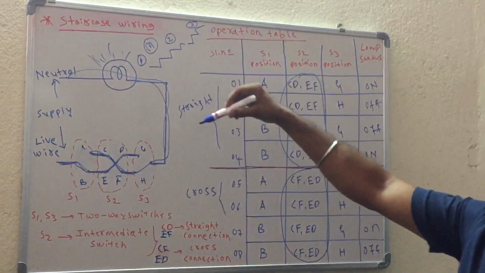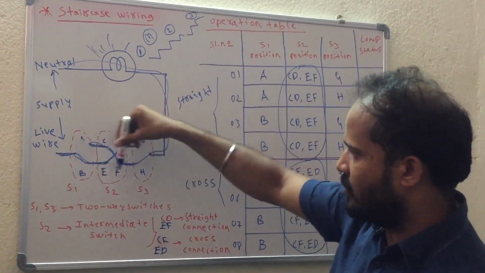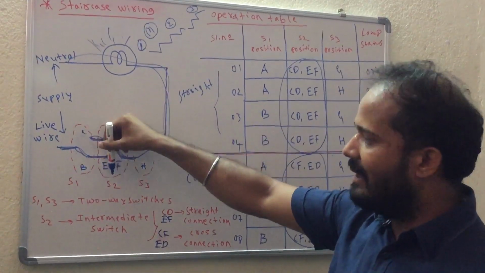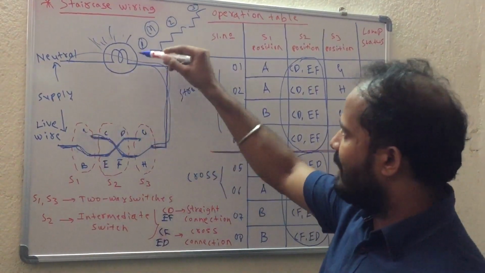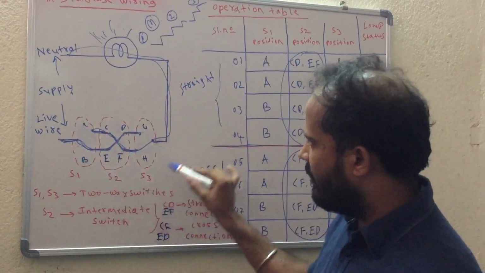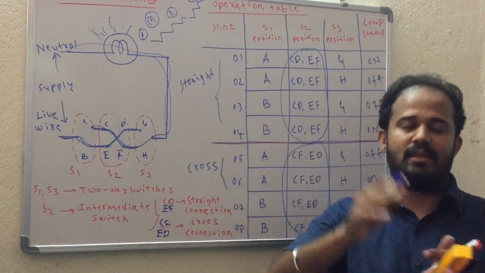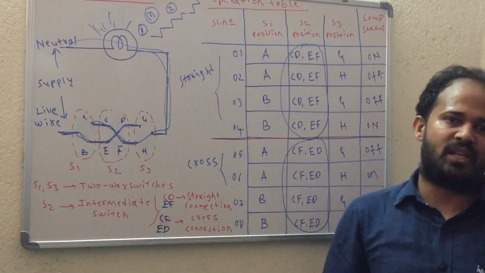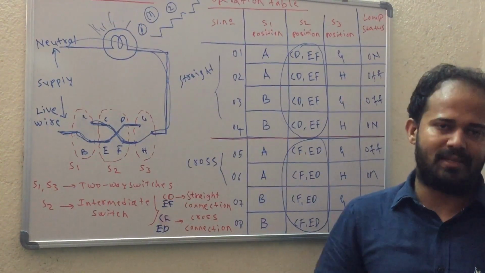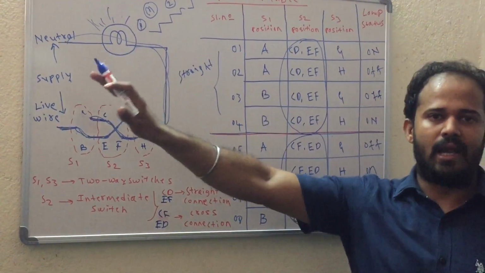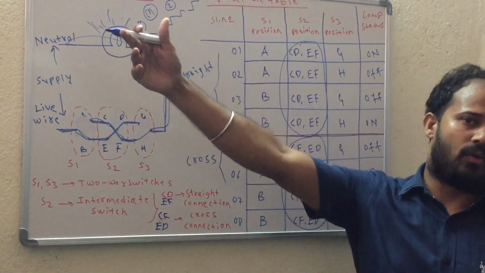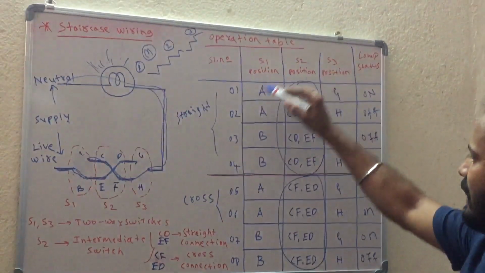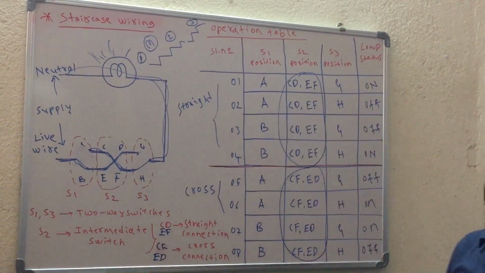This is how, by using 2 two-way switches S1, S3 and 1 intermediate switch S2, we can control one bulb with the help of 3 switches. That is 3 different positions. Such connection or such control system we call as 3-way control of a lamp. One lamp from 3 control systems. And with the help of the table also, we have checked the possible cases.